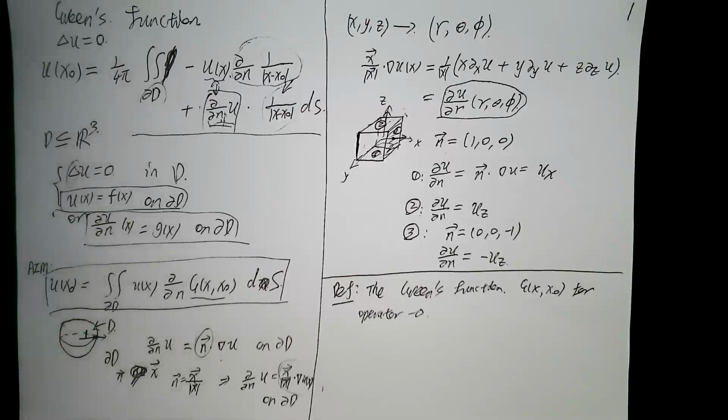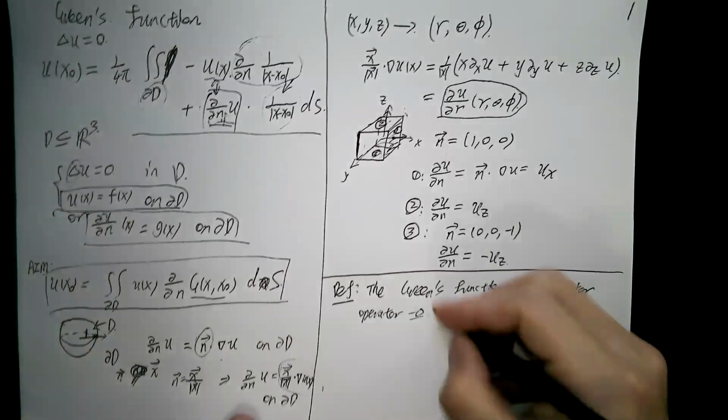And for the Green's function, we are talking about the Green's function of this operator, minus Laplacian. It could be something else, but then it will be called the Green's function for some other operator. You can also search for this kind of thing as keywords in the future if you have to deal with this kind of problem.